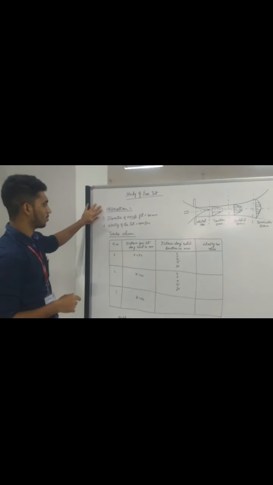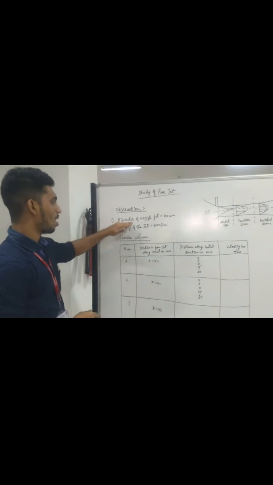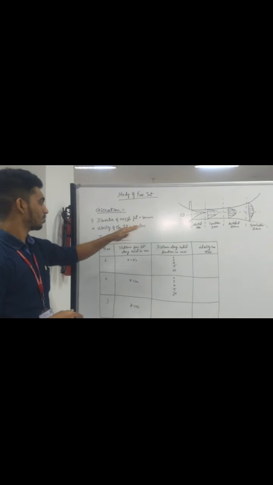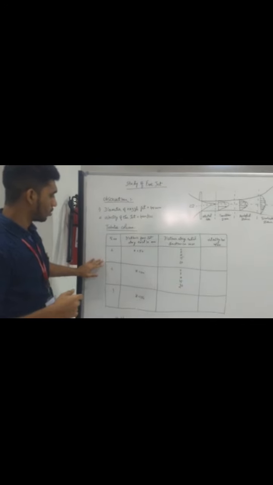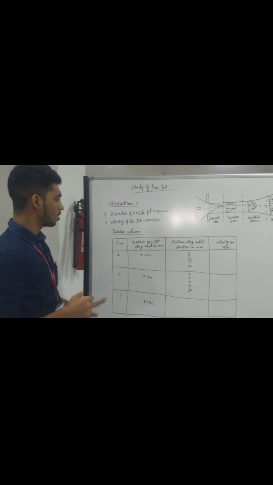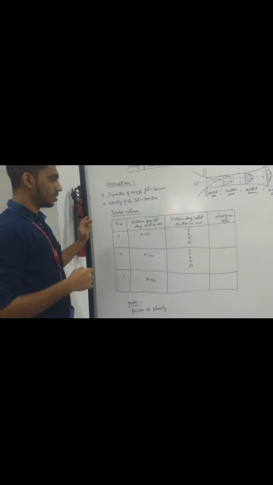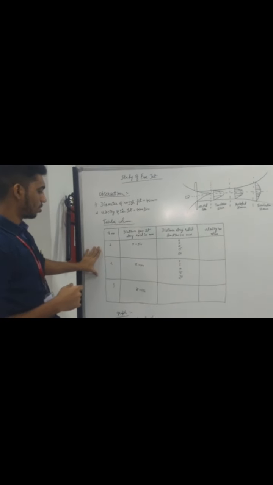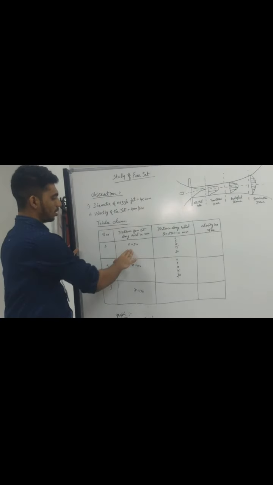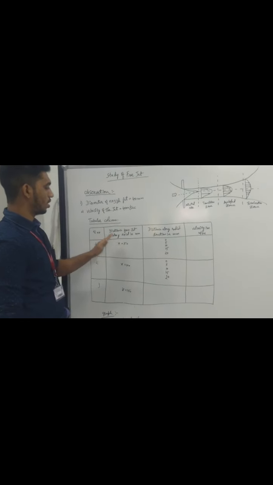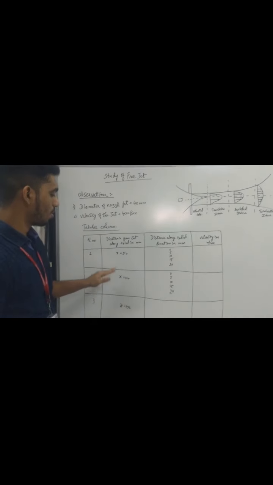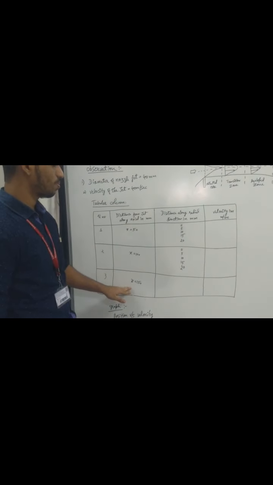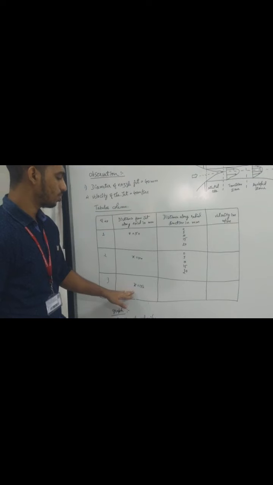Now the observation in the free jet is: diameter of the nozzle jet is 40 mm. The velocity of the jet is 40 meter per second. In the tabular column, we are going to conduct 4 to 5 trials, but we wrote here only 3. Here, the distance from the jet along the axial side in mm, that is 50 mm, 100 mm and 150 mm. We are going to show you how to do this.